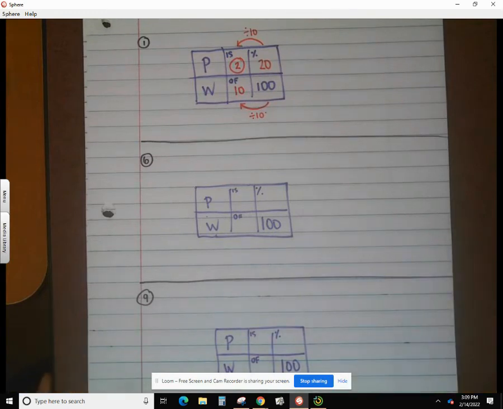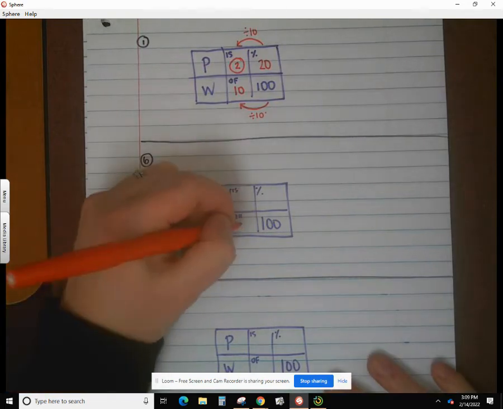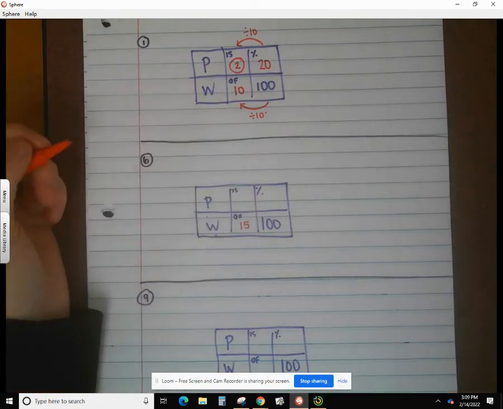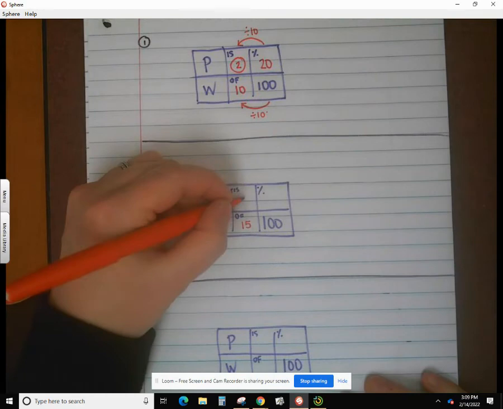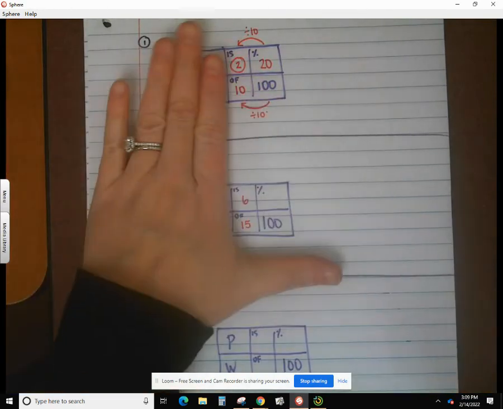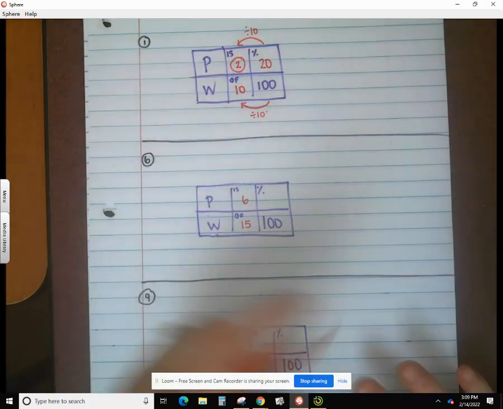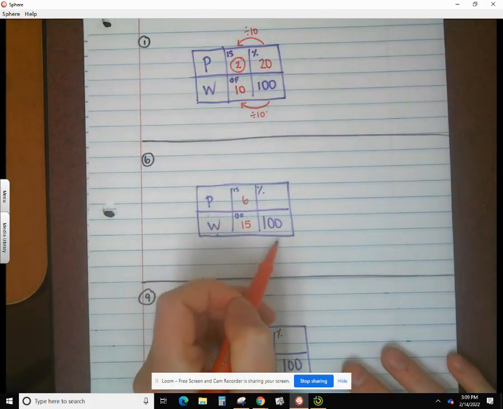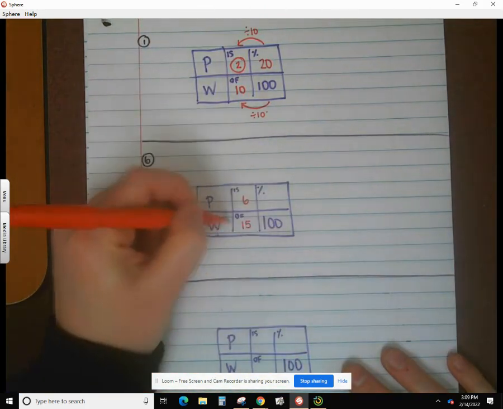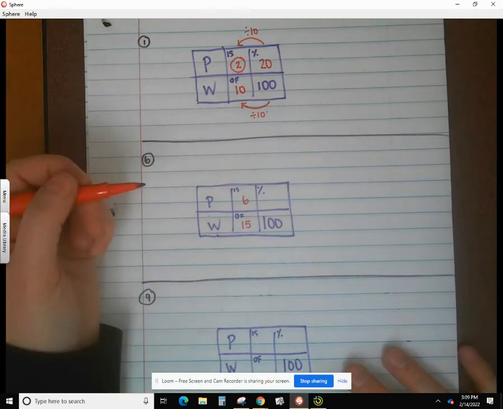Number 6 is a missing percent problem. So it says blank percent of 15 is 6. Blank percent. So we don't know the percent, but it says of 15. So that means 15 goes in the of box, and it says is 6. Okay, so on this one, the numbers are like this, and 15 is in the corner. But there's nothing I can multiply 15 by to get 100. There's nothing I can divide 15 by to get 6.